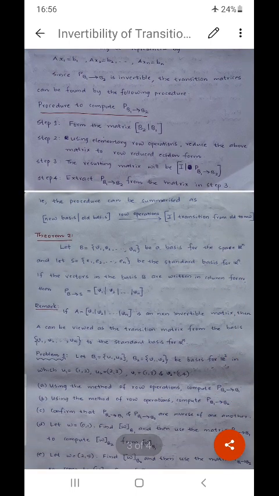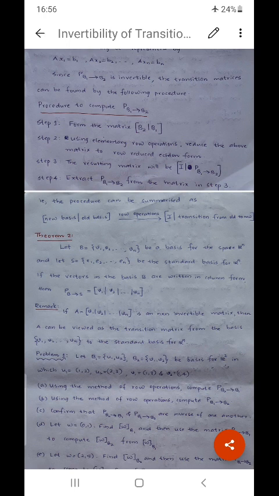Okay, so we will discuss an example regarding this. What we do is, we write the augmented matrix where the first part is the new basis and the second part is the old basis, and row reduce until the first matrix becomes identity. Then the second one will be the required transition matrix.